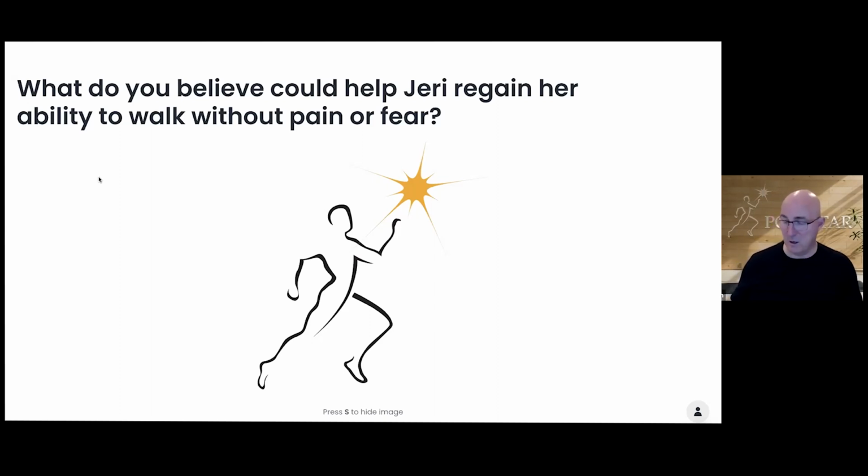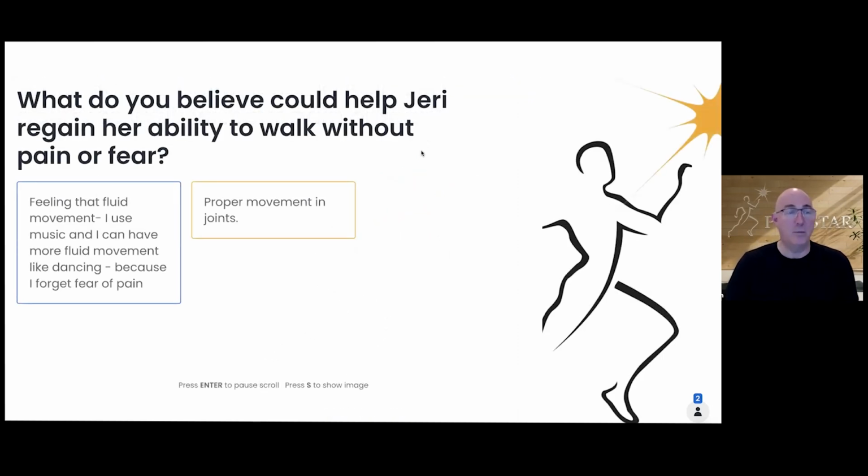So what do you think? What do you believe could help Jeri regain her ability to walk without pain or fear? How are we going to wake up those or decrease the pain and the fear component that she has? Let's go ahead and let the screen come up. We'll just start letting people put it up there.